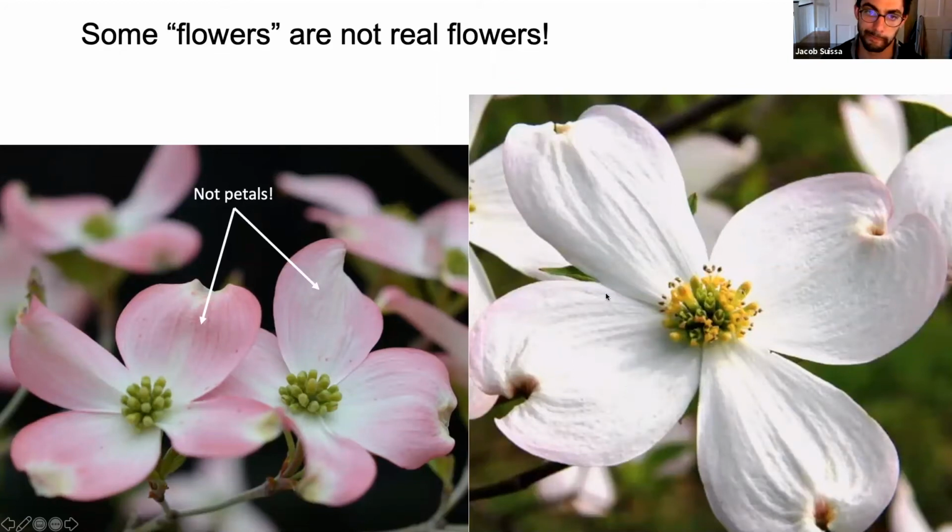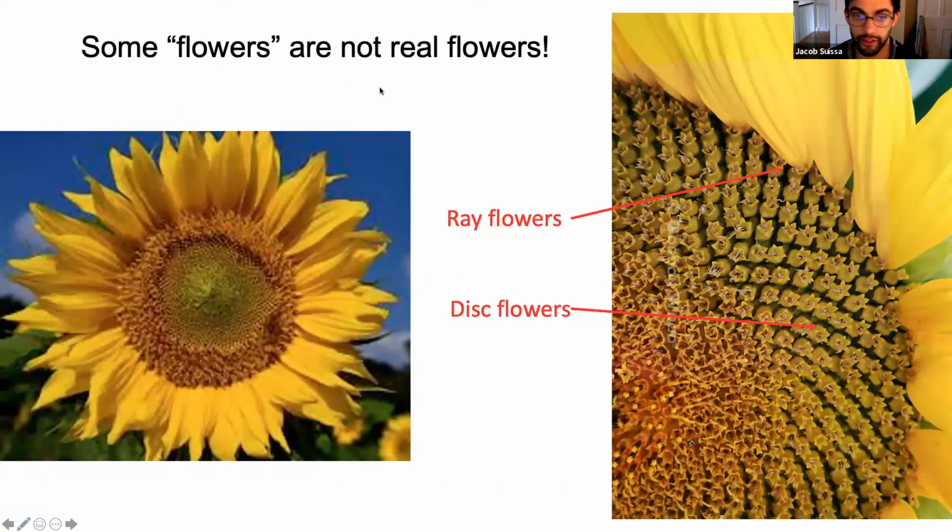The same is true with sunflowers, right? So you might look at a sunflower, and even in the name, right? It actually should be called a sun inflorescence, because each of these individual structures is the flower, and even these what we call ray flowers on the outside.